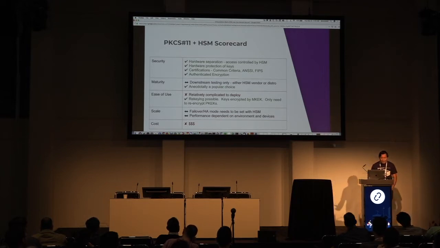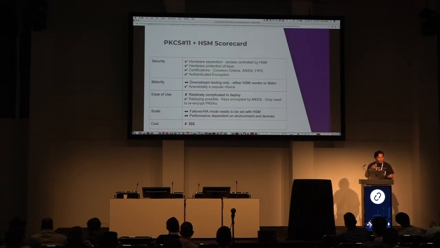Failover. Scaling, of course. For HSMs, you have your standard failover mechanisms for Barbican, putting it behind HAProxy or whatever the case may be. And then, of course, the HSMs themselves have their mechanisms for ensuring that you have failover between HSMs. Again, tricky to set up, but possible and available.